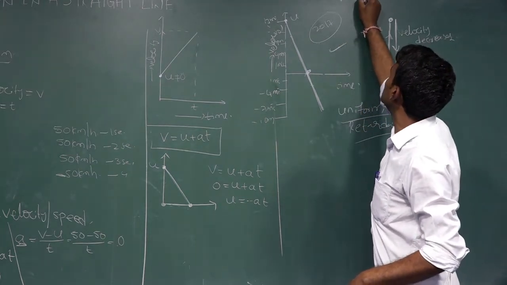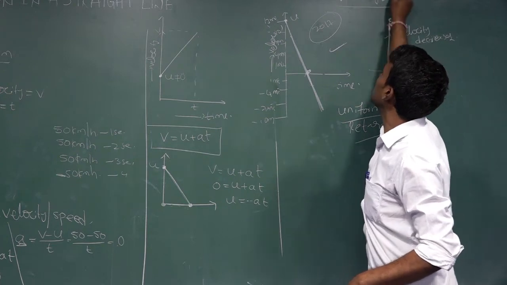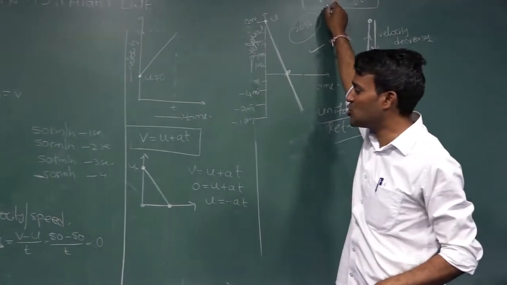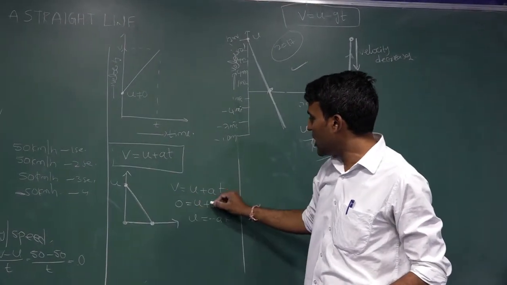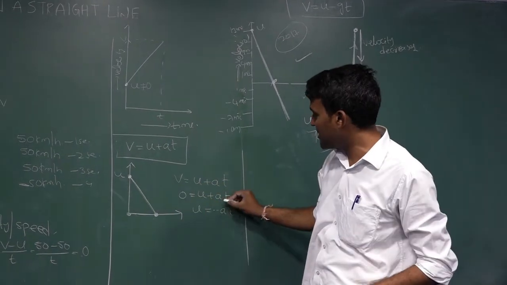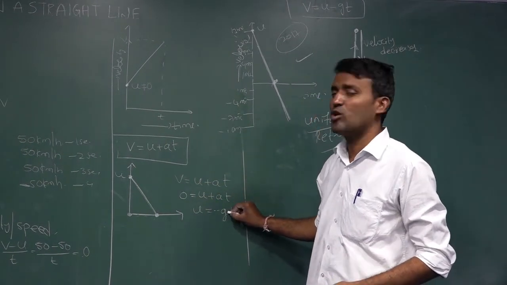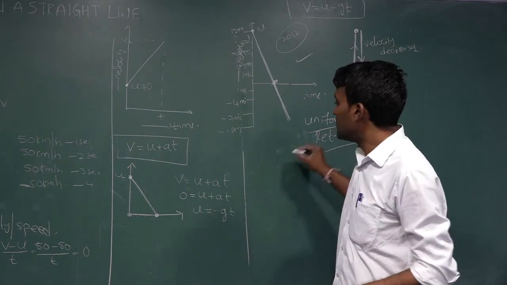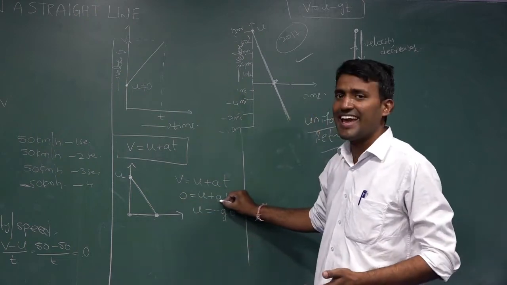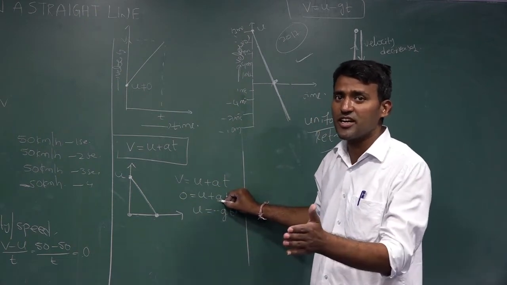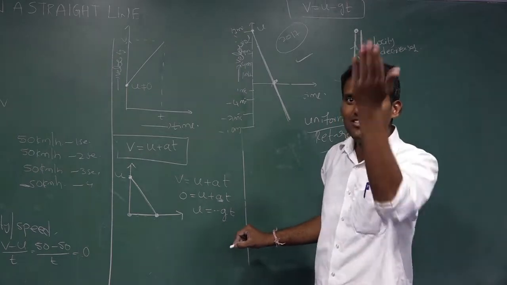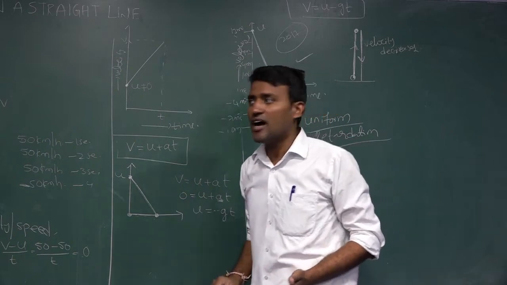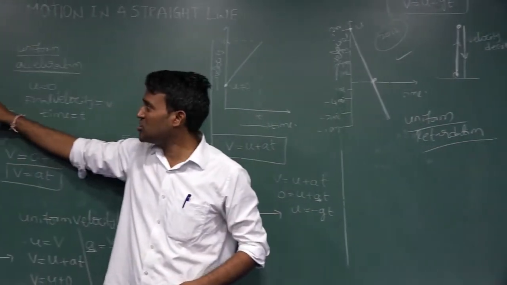V is equal to U minus GT. These two can be represented by the equation V is equal to U minus GT. In this situation also, we have to write that when the object is projected upward, the acceleration becomes G. When it is the horizontal direction, you can write A, but in the vertical direction, this A you have to write as G. Isn't it?